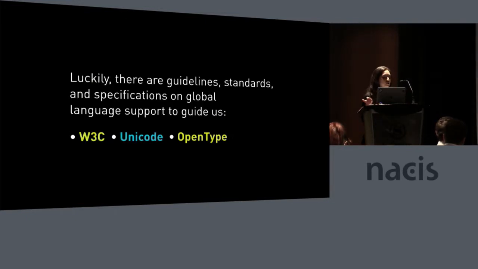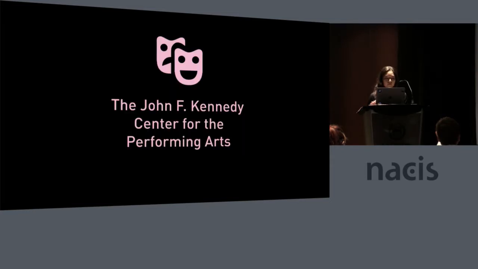But luckily, there are guidelines and standards and specifications on global language support to help guide us, and these have been really helpful for us in the process so far. Standards and specifications put out by the World Wide Web Consortium on web type specifications. The Unicode Consortium maintains the Unicode standard, which is the character coding system. They also release a bunch of useful text layout algorithms, and we also lean a lot on the OpenType font specification developed by Microsoft.